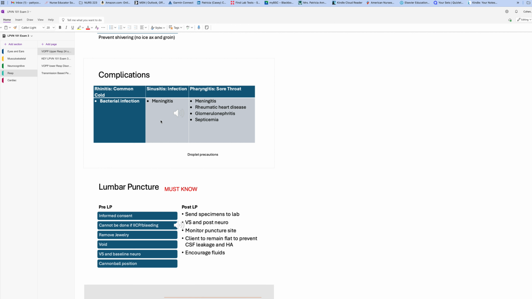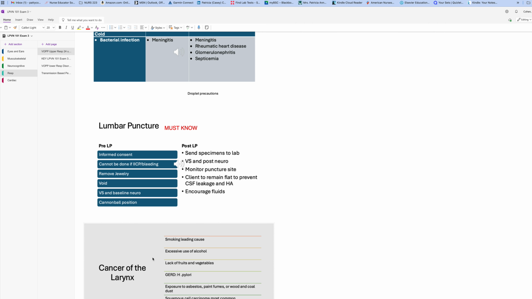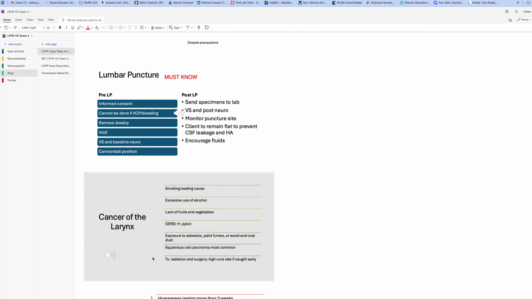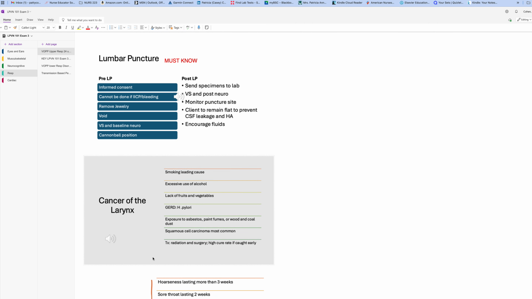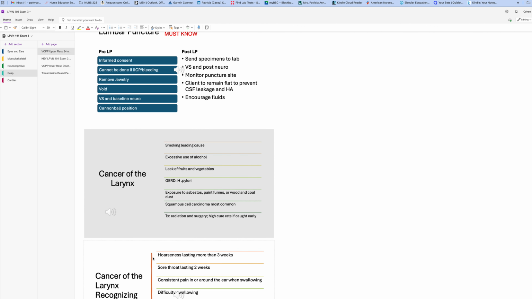With an LP, this is called a lumbar puncture. You're going to make sure the informed consent is on the chart. If they have increased intracranial pressure or bleeding on the brain, it cannot be done. Remove jewelry, have the patient void before the procedure because they're going to be on bed rest for a while. Put them in the cannonball position. I think I have a picture. I don't have a picture, sorry. They'll send the cerebrospinal fluid to the lab, okay? You keep them flat for several hours to prevent a spinal headache and encourage fluids for the same reason.